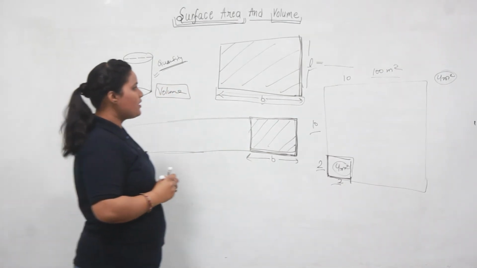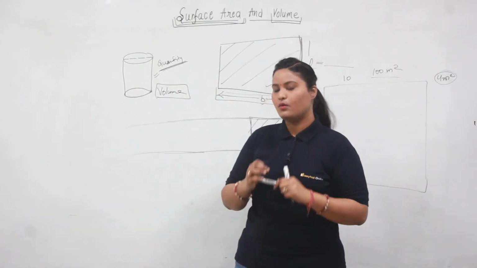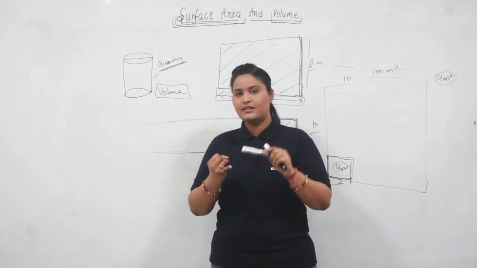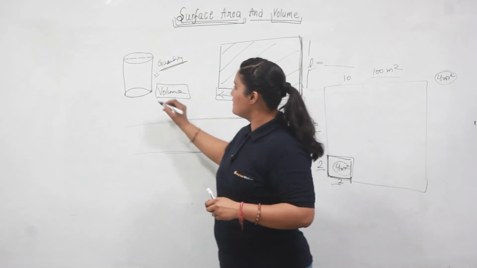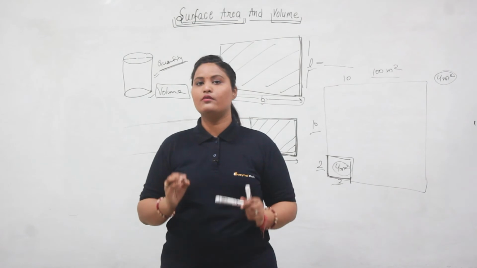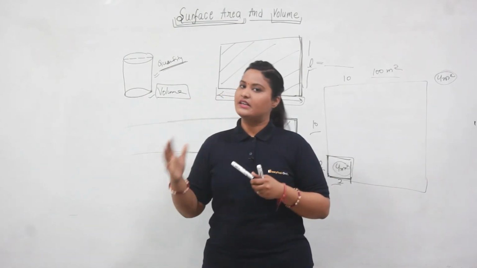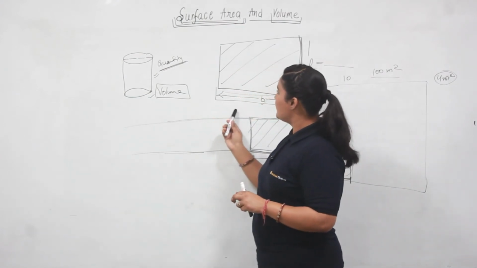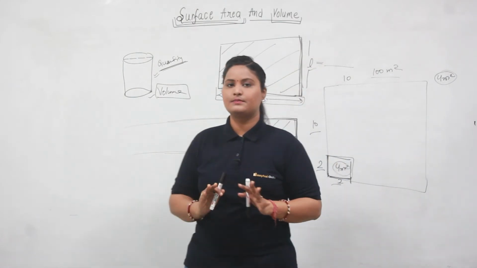And it is not possible in 2D figures. It is possible only and only in 3D figures, having three quantities like length, breadth and height. Okay, so this is the volume. For any shape, the definition of volume will remain the same, but the formula of volume will be different. Okay, so this is my surface area and this is my volume. I hope you are clear.